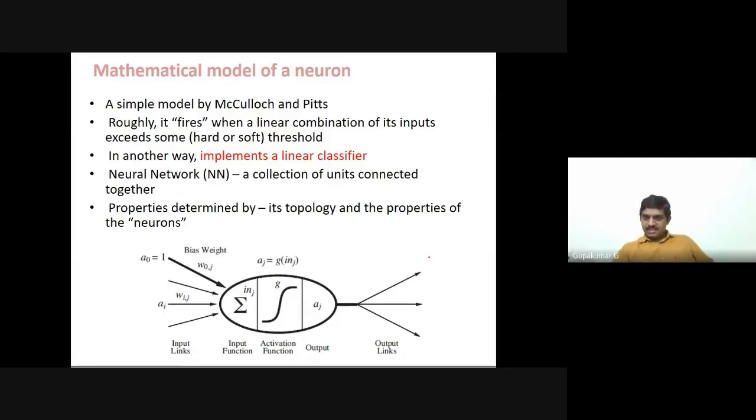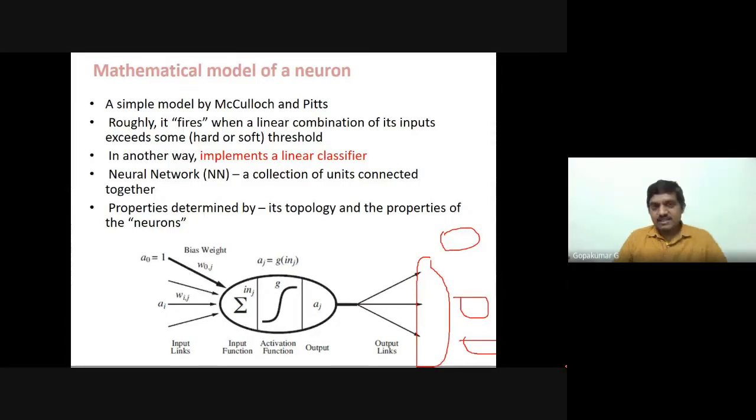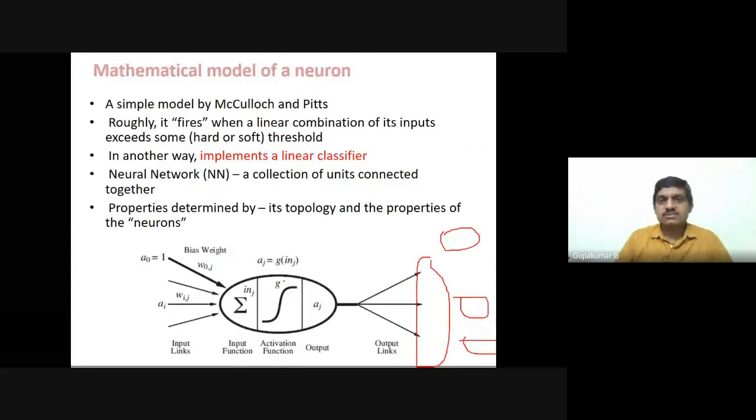So you can keep in mind that these are the outputs. There will be other neurons somewhere here, somewhere here, somewhere here. All these neurons are getting input from the output, or the value, fired from this particular neuron.